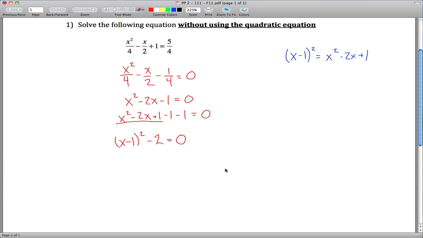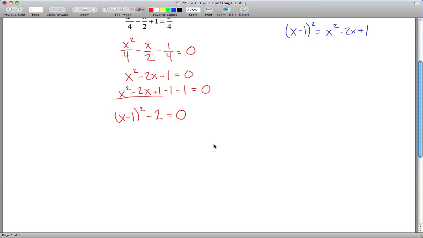So that's the hardest part. We got through the completing the square. Now we want to solve this thing for x. The way to do that would be to add 2 to both sides. Get x minus 1 squared equals 2.